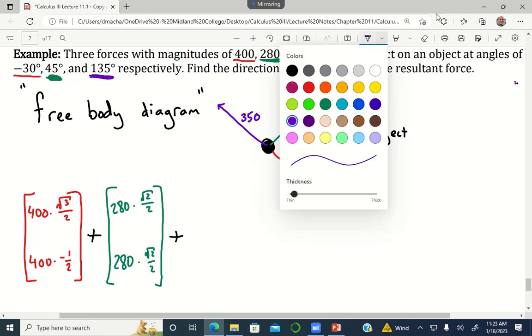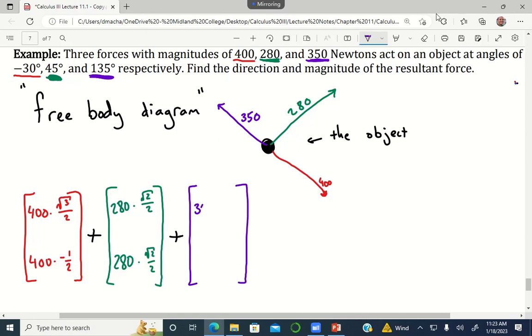And then lastly, we've got my purple vector, which has magnitude 350 and angle 135. So what is cosine of 135? Yeah, so that would be negative root 2 over 2, because it's 90 plus 45. And then the y coordinate, of course, is going to be sine, which is positive root 2 over 2.